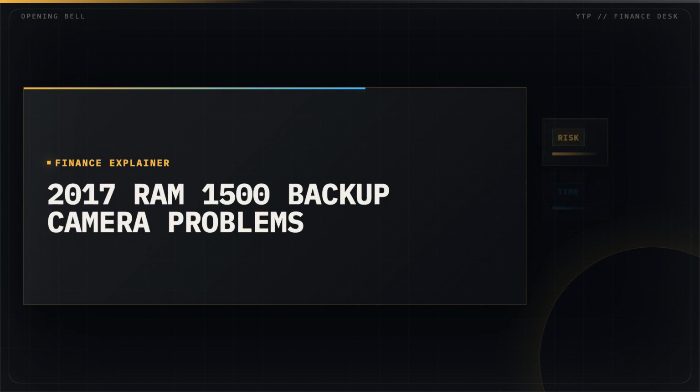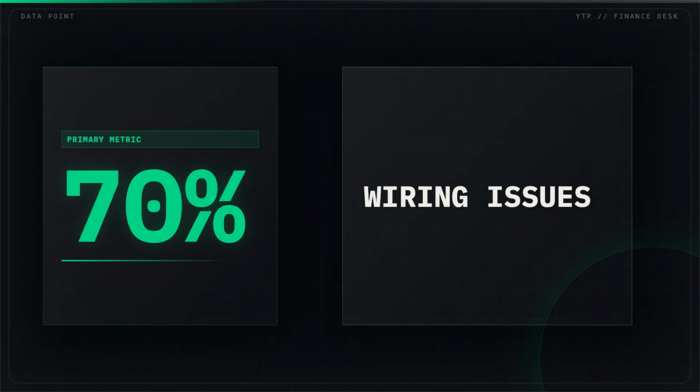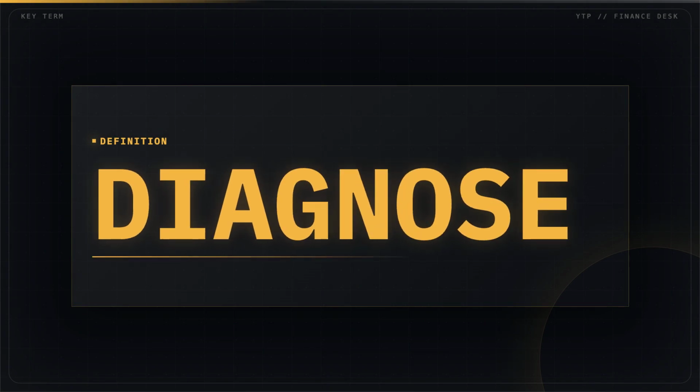Is your 2017 Ram 1500 backup camera showing a black screen or glitching out? Over 70% of these camera failures are caused by simple wiring corrosion near the tailgate. Let us break down the diagnosis process step by step.